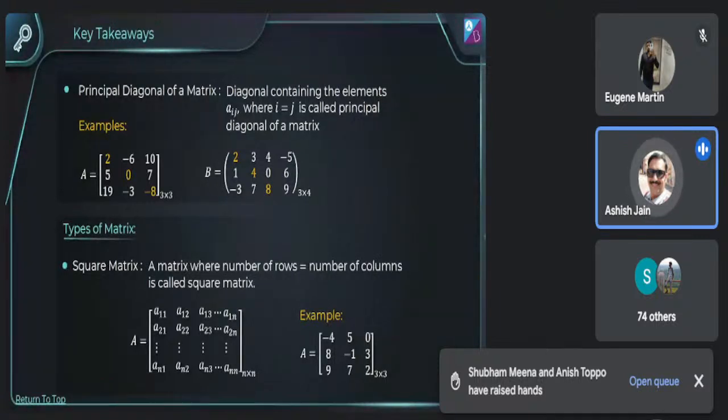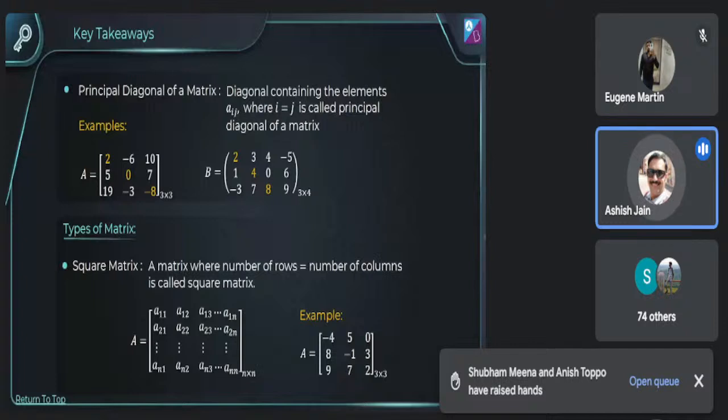Similarly, for the 0 in the second row, the position of this 0 is second row, second column, A22. Second row, second column, the values of i and j are the same. For -8 in the third row, the position of -8 is third row, third column. Again, the values of i and j are the same. So for the elements for which the values of i and j that represent its position are the same, we consider those elements as diagonal elements or a part of the principal diagonal. So in matrix A, 2, 0 and -8, these three elements are principal diagonal elements.